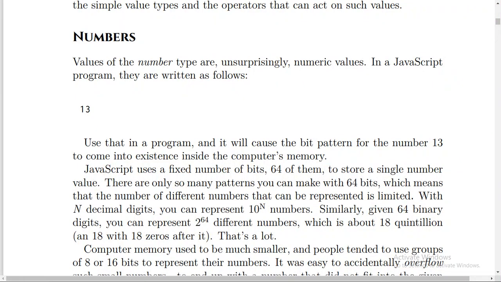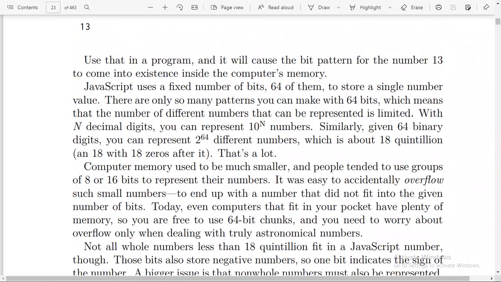Numbers. What about the numbers in JavaScript? Values of the number type are numeric values, by the way. In a JavaScript program, they are written like this: the number 13. Use that in a program.